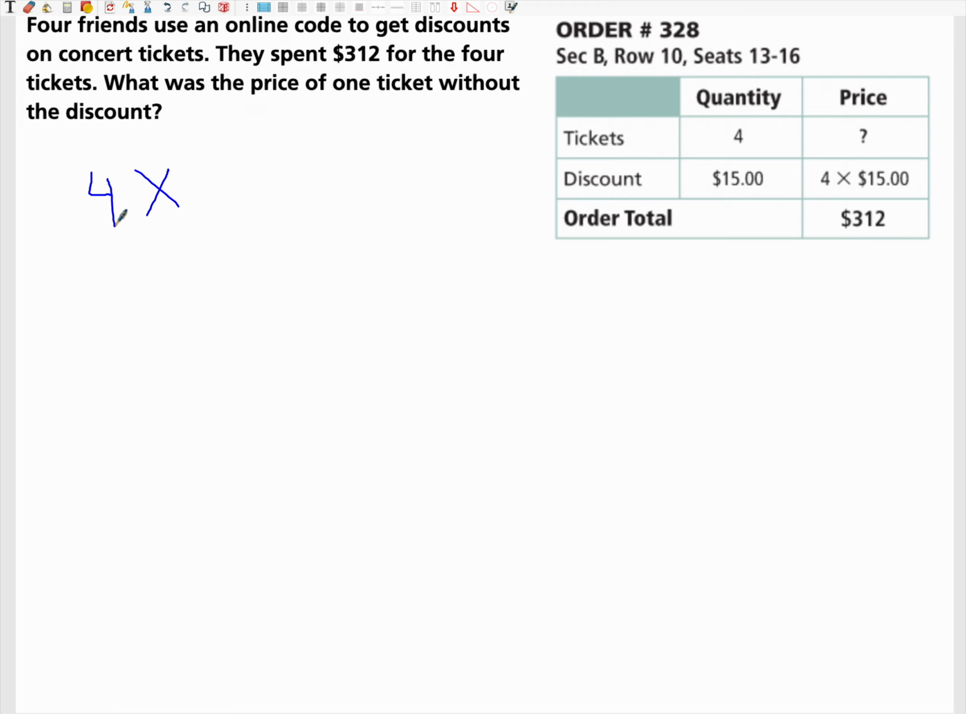4. 4x, but we also have to add in, do we add in or subtract? Ooh, there's a question. We also have this 4 times 15, which is the discount, right? Are we adding that or subtracting that from the ticket price? Do you know how discounts work? Okay, subtract it. We need to subtract it from the ticket price to get their total bill of $312.